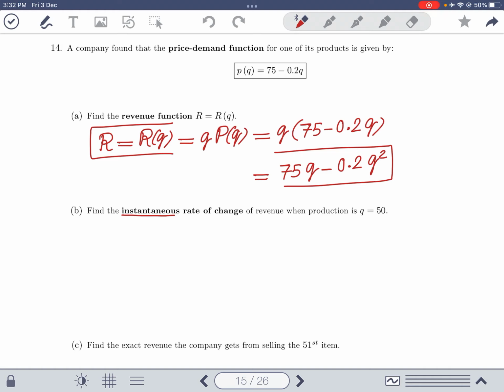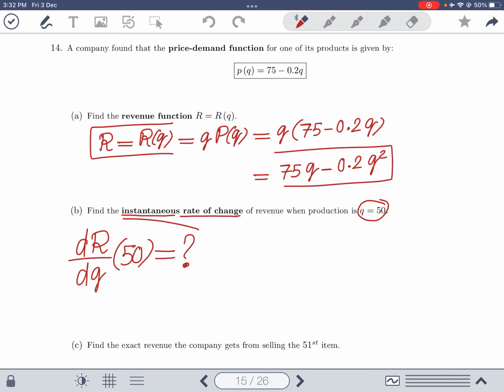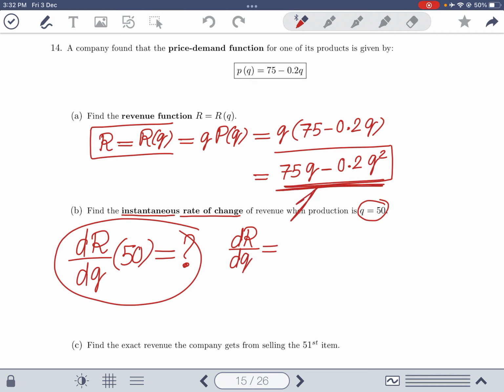So find the instantaneous rate of change of revenue when the production is Q equal 50. So they want you to find the instantaneous rate of change, so dR by dQ when Q is 50. This is what they're asking. So first we need to say what is the derivative of revenue with respect to Q. Take the derivative of this. It will be 75 minus 0.2 times 2, which is 0.4Q.